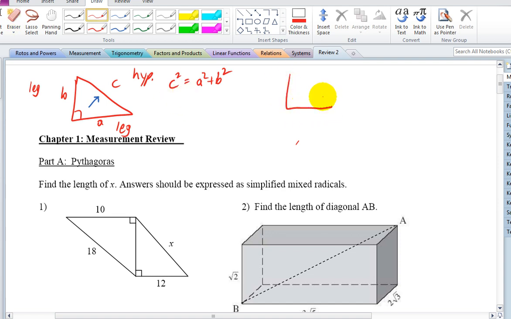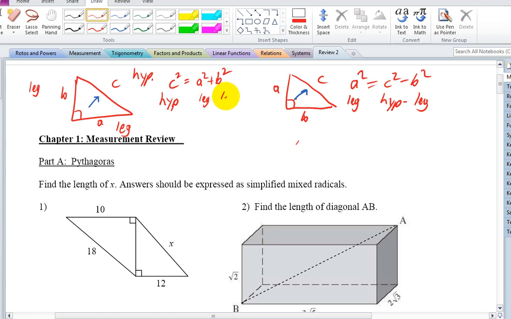The other example is when you have A and you have the hypotenuse, and say you want to find a leg. So it would be C squared minus B squared. So this would be the leg, and this would be hypotenuse minus the leg squared. Whereas this is the hypotenuse, and you add the legs.